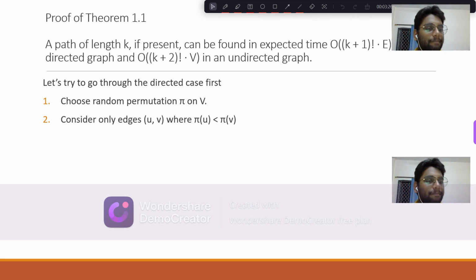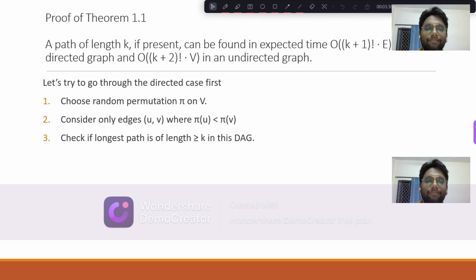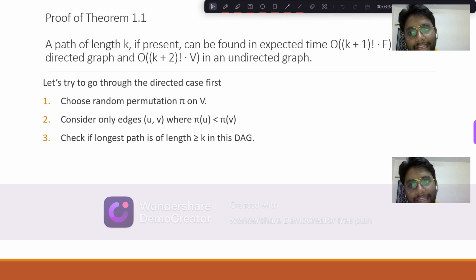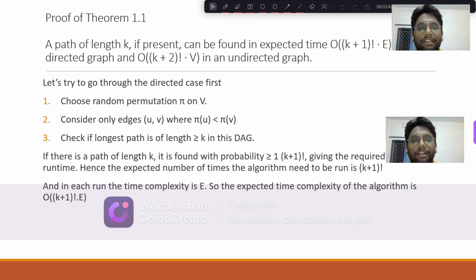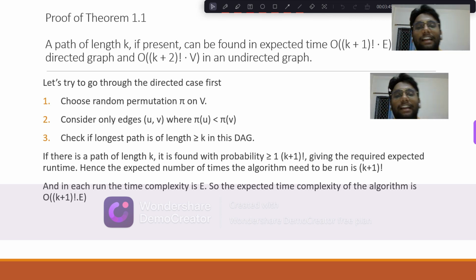Why are we doing so? Because to find a simple path, it's important for us to have a directed acyclic graph, and this step is doing exactly that. After that, in the directed acyclic graph, the DAG which we get, we check if the longest path exists there or not. Now, if we look closely, the probability of finding such a path in this way is 1 by (k+1)!.